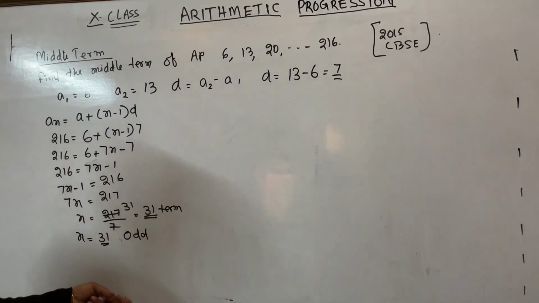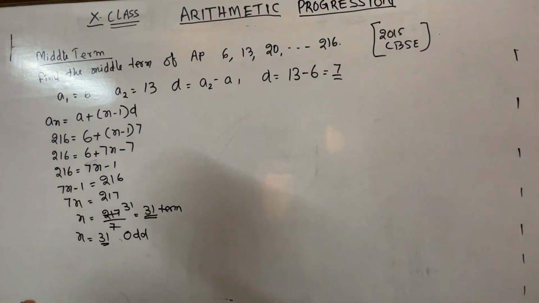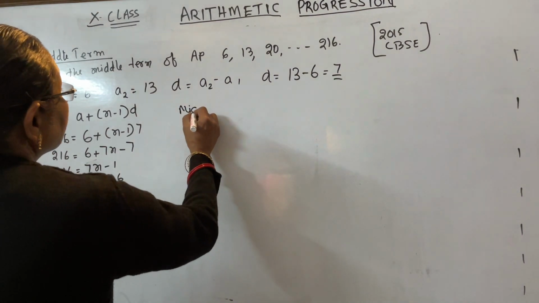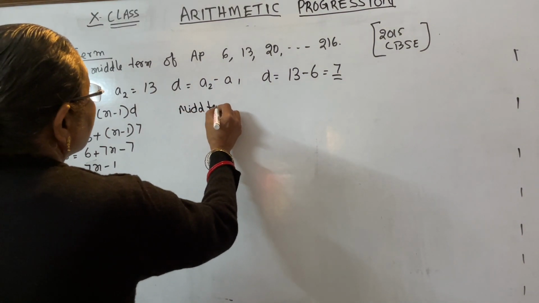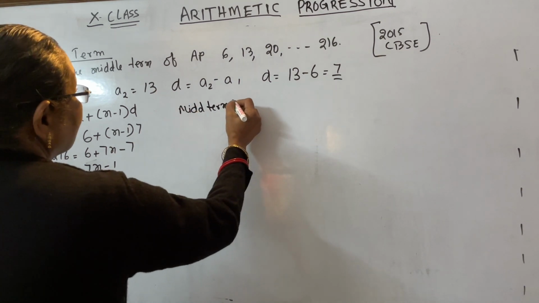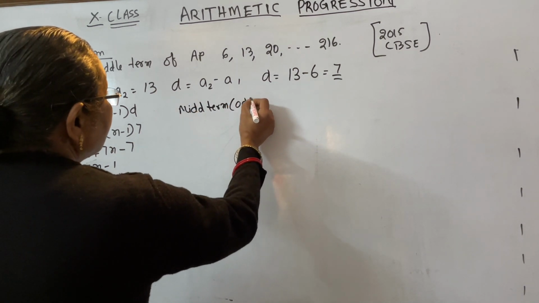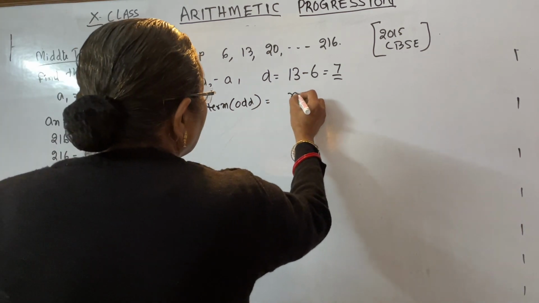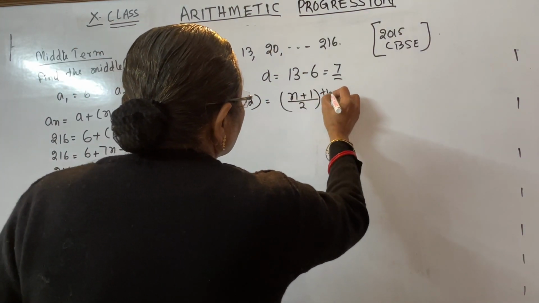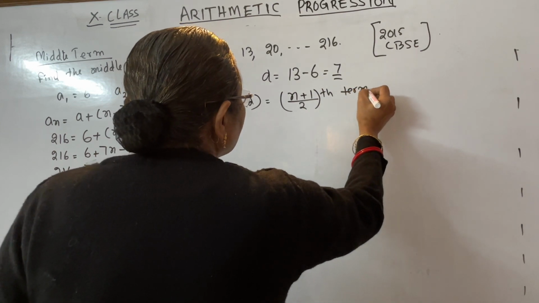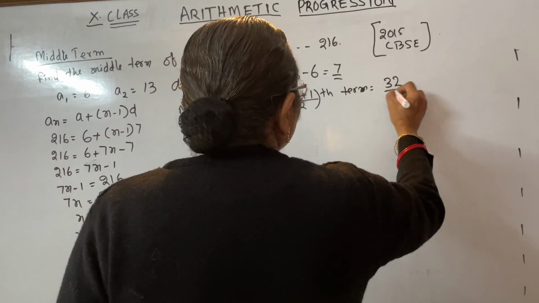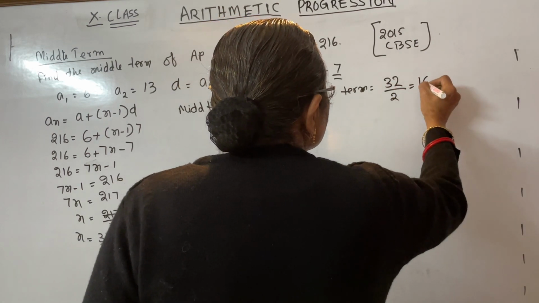So what is the formula for odd? To find the middle term, what is the formula for odd? Since it is odd, the middle term formula is what? (n plus 1) upon 2 th term. What is n? 31 plus 1, that is 32, upon 2, that is 16.